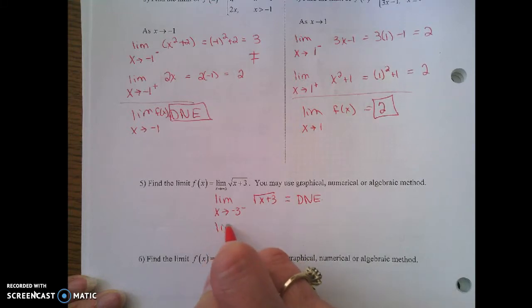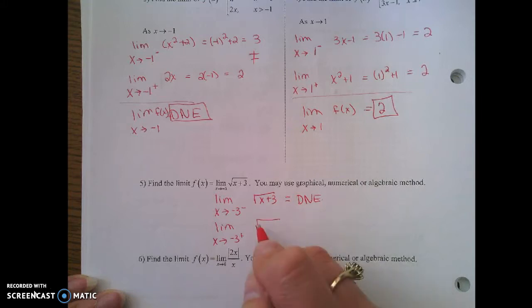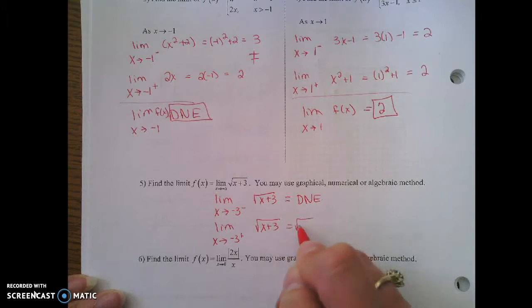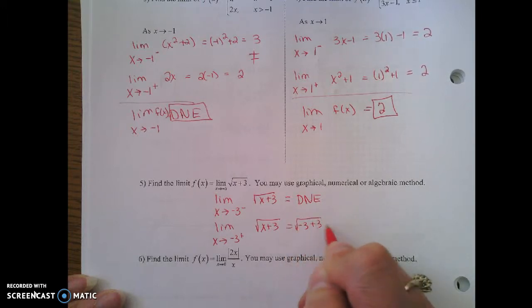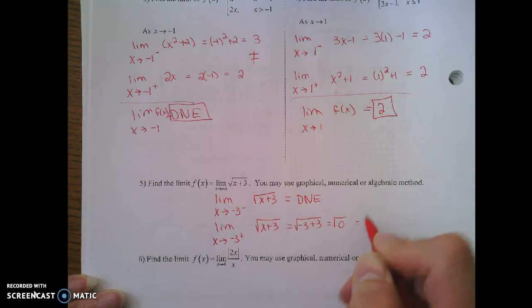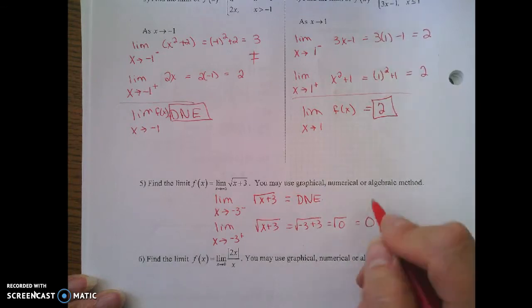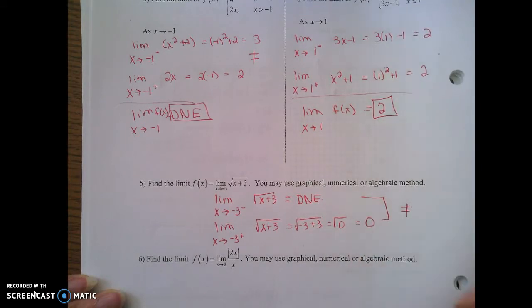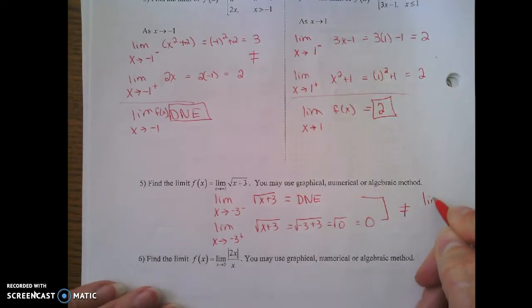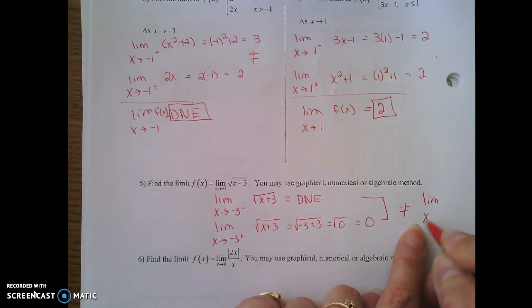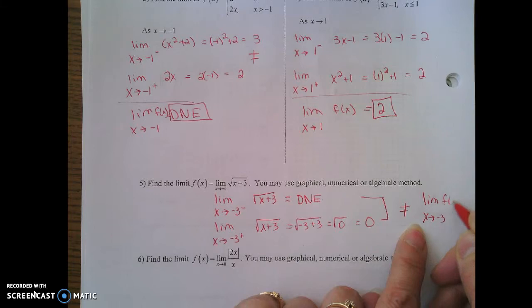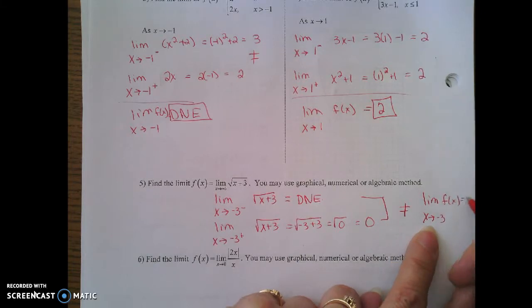All right, let's look at the limit as x approaches -3 from the right. Now you can substitute -3 in. If you put -3 in there, you get the square root of -3 plus 3. That's the square root of 0, which exists, so it's 0. These values do not equal each other, so the limit as x approaches -3 of this function, I'm running out of room, does not exist.